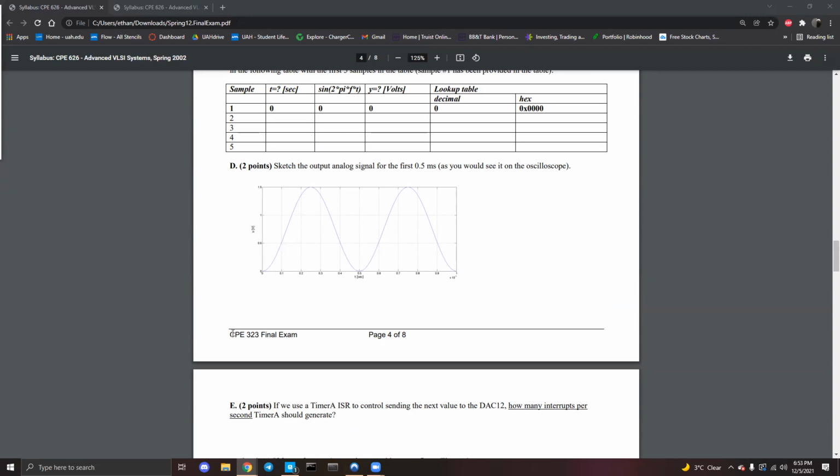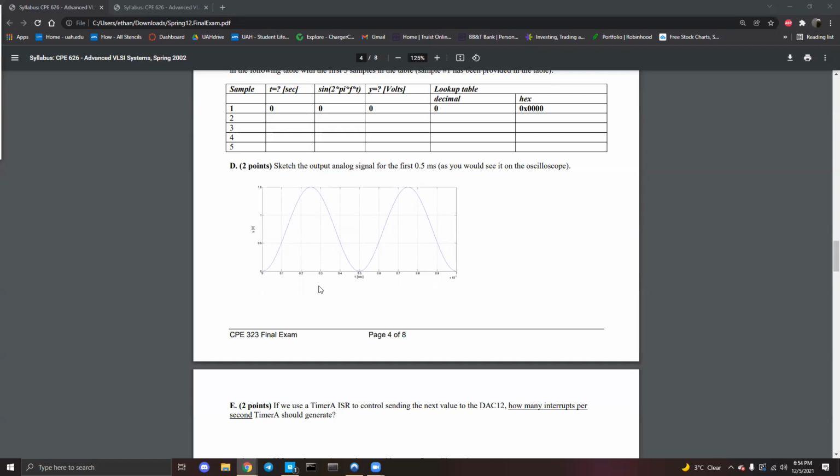What does that jump signify? It signifies that a new value has been made available on the DAC register. Who put it there? The timer. So if you're using the timer to control that, every time you need a new value to be there, the timer better generate an interrupt to do that, right?